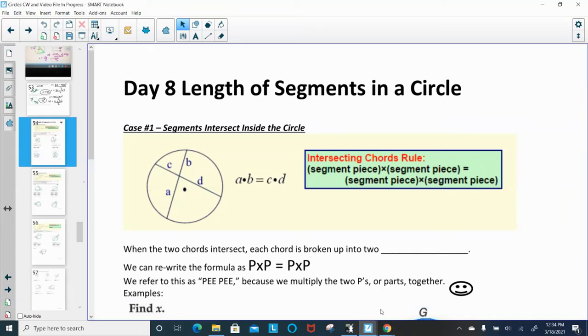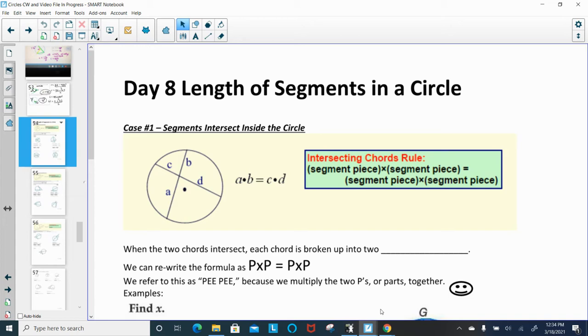Hello. Welcome to day 8. Day 8 has to do with circles still. So I'm not sure if you are happy to still be looking at circles, but we are going to switch away from the angles and the arcs and move to the segments, the line segments that happen inside a circle.